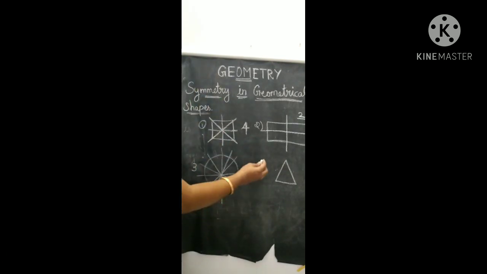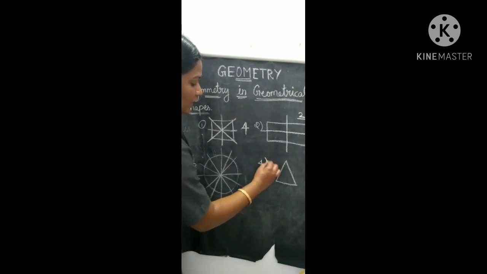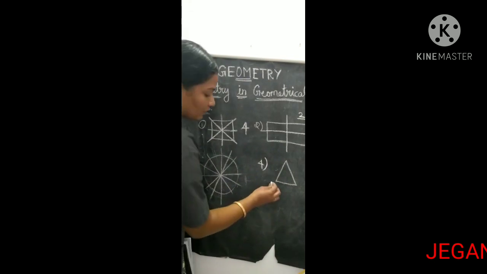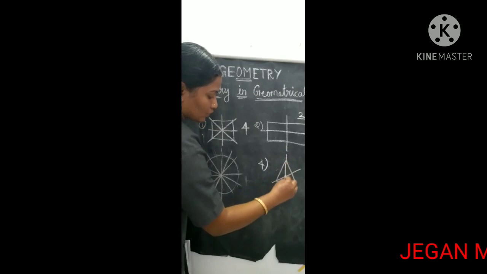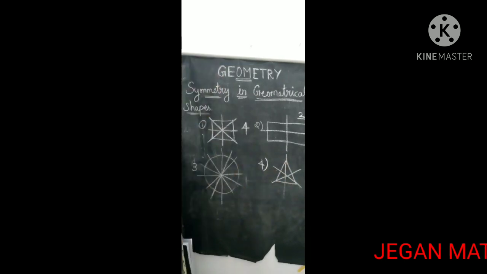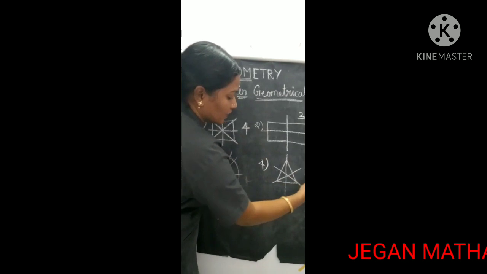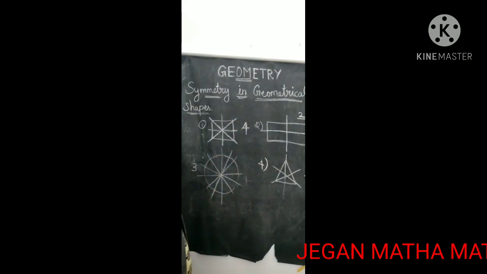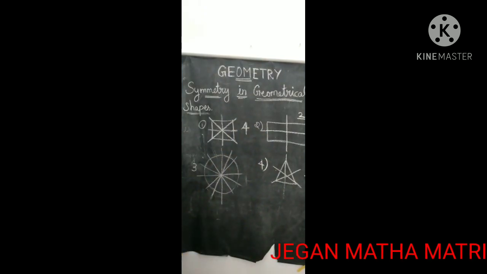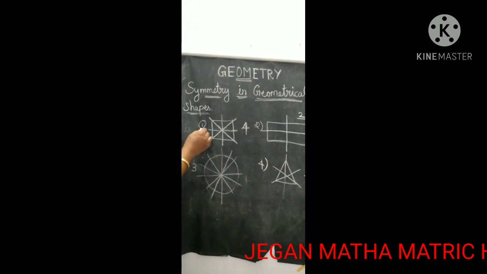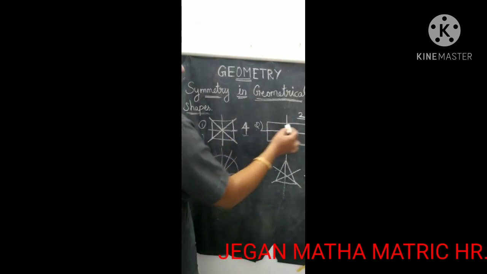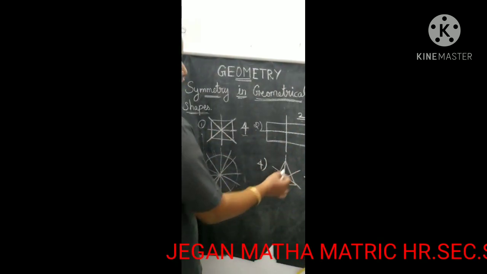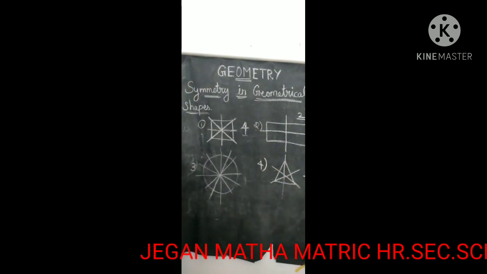Next one, the equilateral triangle. See 1, 2, 3. So an equilateral triangle has 3 lines of symmetry. To summarize: a square has 4 lines of symmetry, a rectangle 2, a circle infinite, and an equilateral triangle 3.